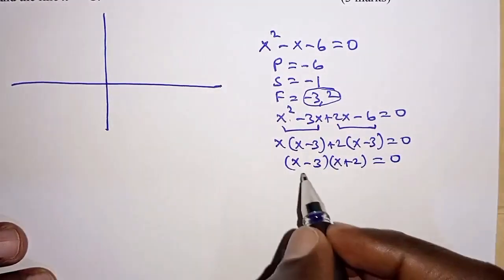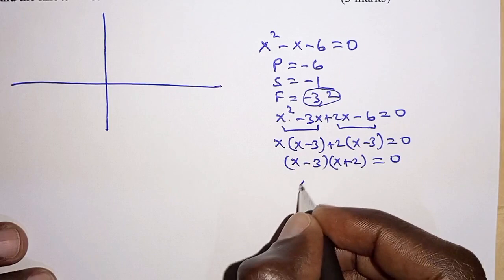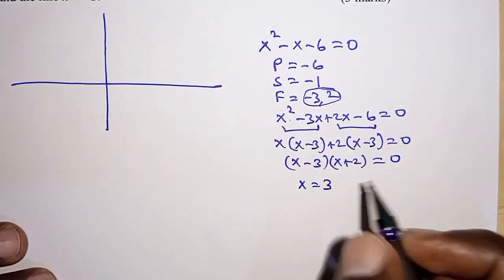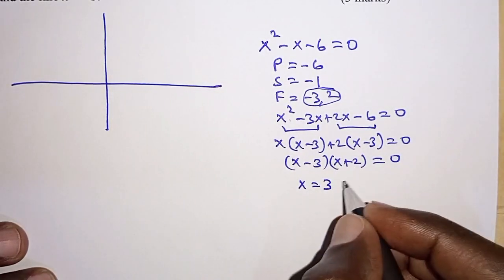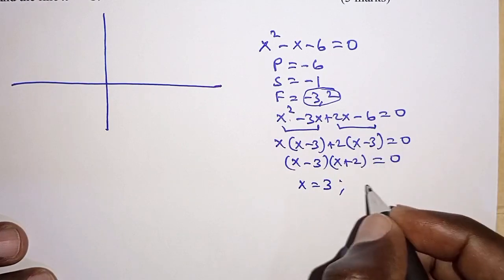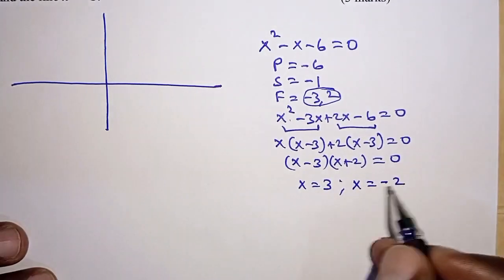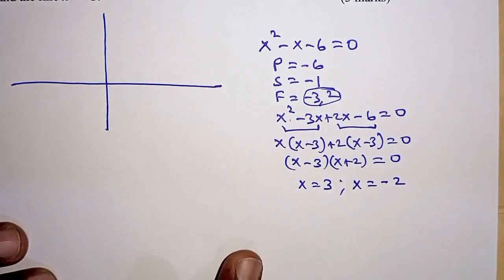So from here, this first bracket x minus 3 is equal to 0, and therefore x becomes positive 3. And for the other bracket, we also have x plus 2 is equal to 0, so that we have x is equal to negative 2. So these are the x-intercepts.